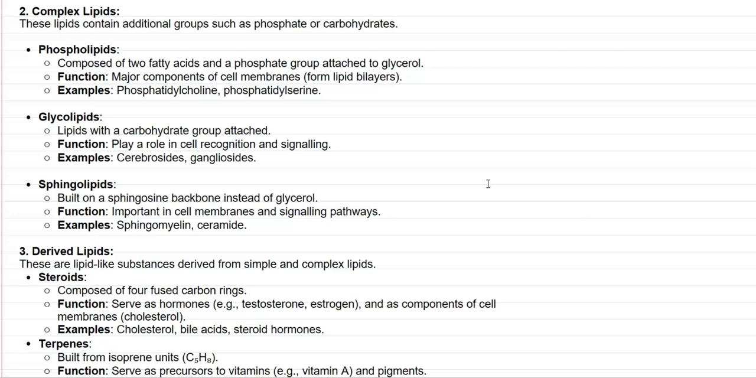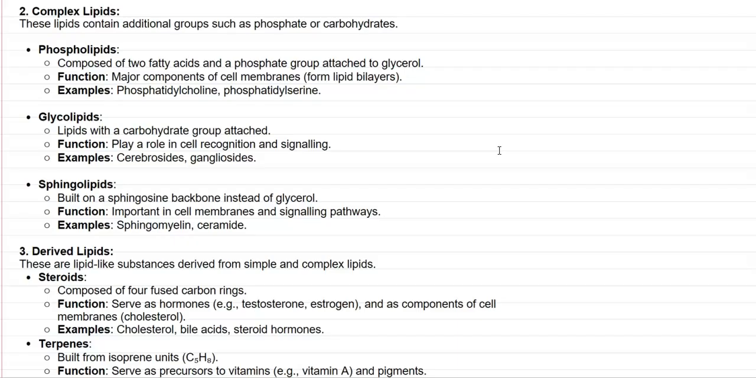The next one is the sphingolipids. They are built using a sphingosine backbone instead of glycerol. The sphingosine is an 18 carbon containing amino alcohol. They play an important role in cell membrane structure as well as in signaling pathways. For example, sphingomyelin, which is an important component of the myelin sheath of the nerve cells.